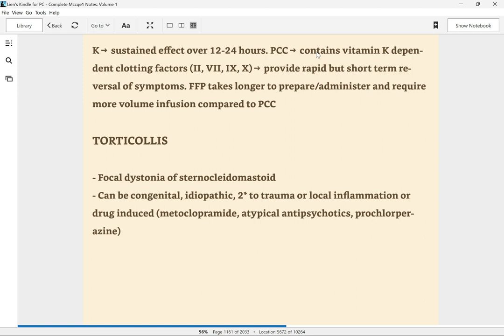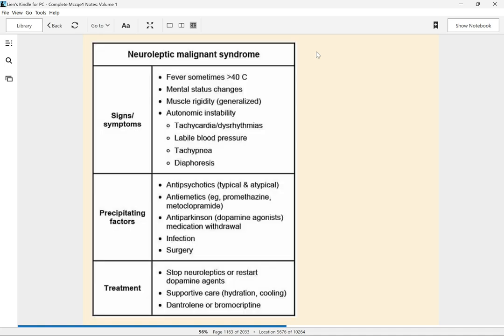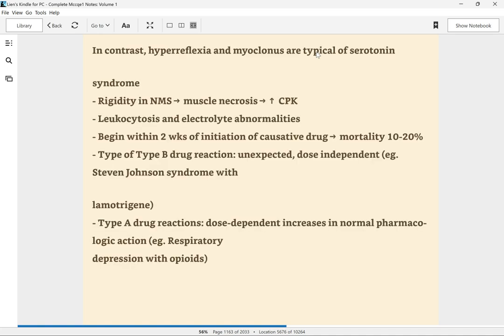Torticollis, focal dystonia of sternocleidomastoid, can be congenital, idiopathic, 2° to trauma or local inflammation, or drug-induced. Metoclopramide, atypical antipsychotics, prochlorperazine. Neuroleptic malignant syndrome. In contrast, hyperreflexia and myoclonus are typical of serotonin syndrome, rigidity in NMS. → Muscle necrosis → ↑ CPK, leukocytosis and electrolyte abnormalities, begin within 2 weeks of initiation of causative drug.